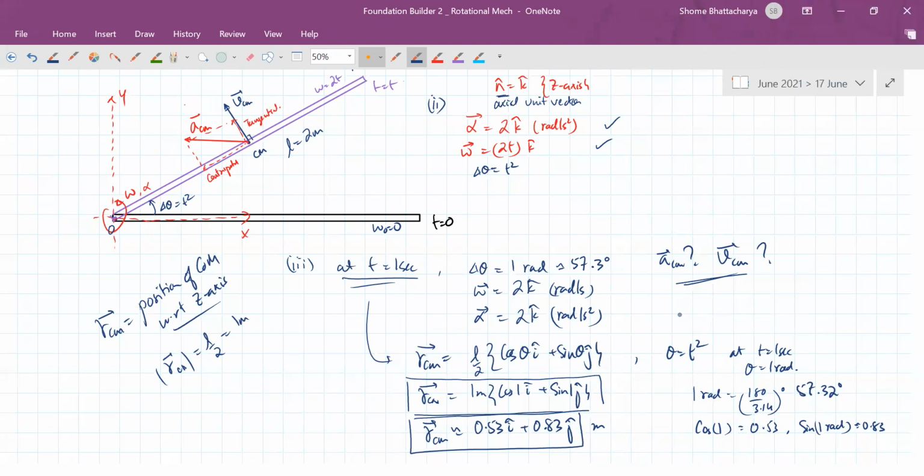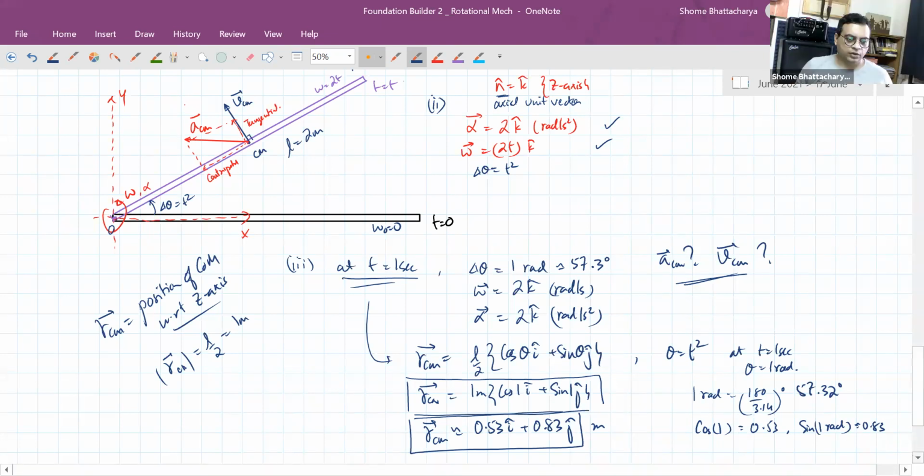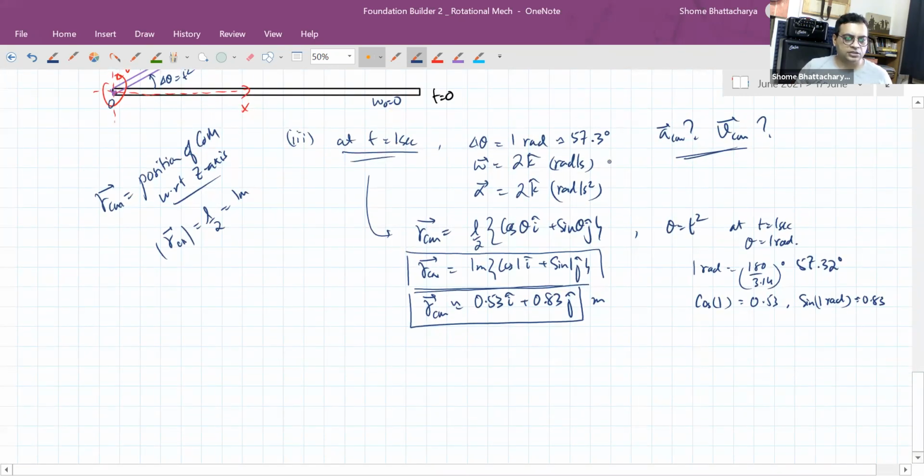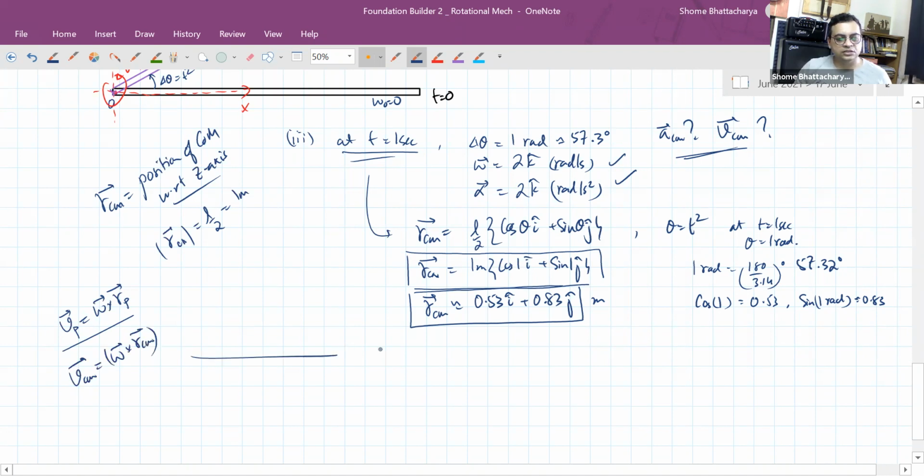Okay. So now see, once you have got the position vector, angular velocity and angular acceleration, we can see that in general we had the relation that the velocity of any point was omega cross r of that point. So now we'll just use that the velocity of the center of mass is omega cross r of the center of mass. So using this, the velocity of the center of mass will become omega, which is 2k cap, cross product with this r.